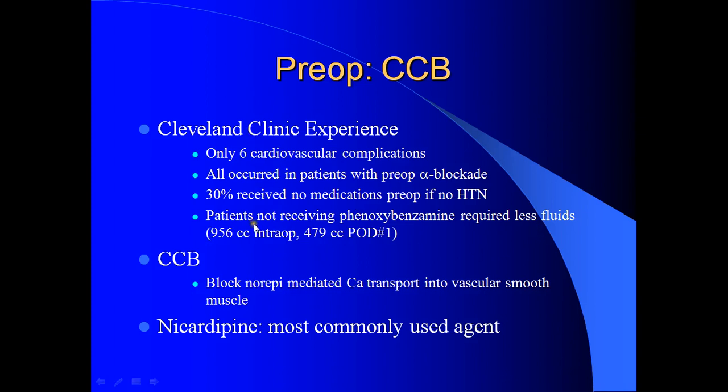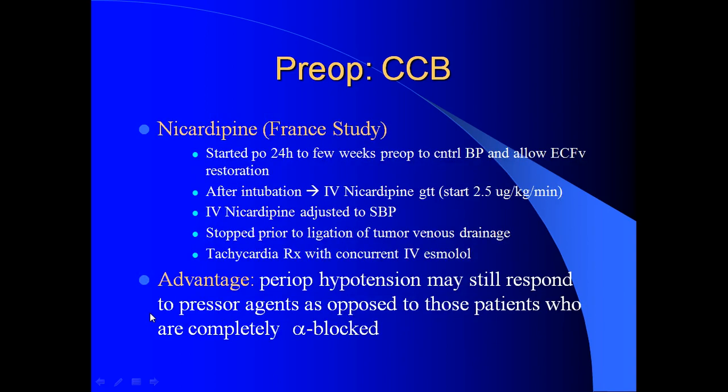Okay, sorry, this is the complications for metyrosine. So calcium channel blockers block norepinephrine-mediated calcium transport into vascular smooth muscles. If you have nothing else available, you can give a calcium channel blocker. Nicardipine is the most commonly used calcium channel blocker. So what is nicardipine?